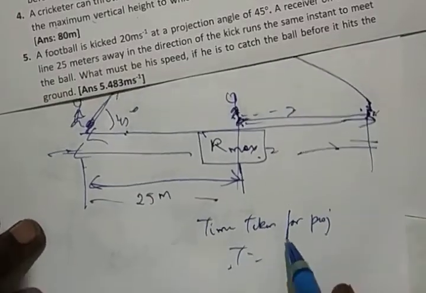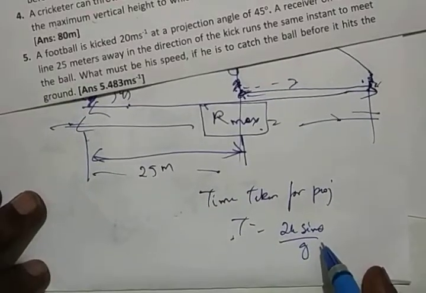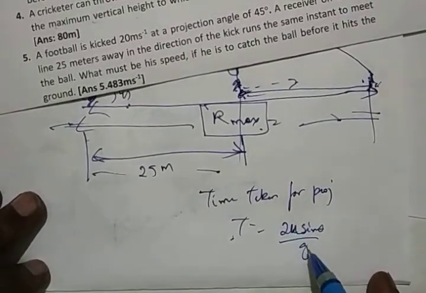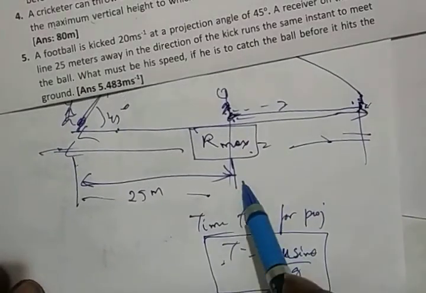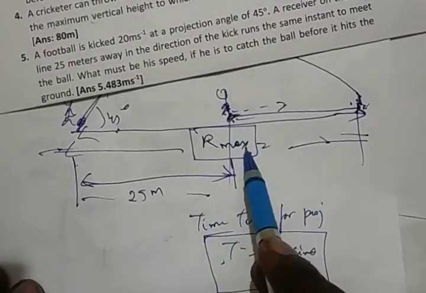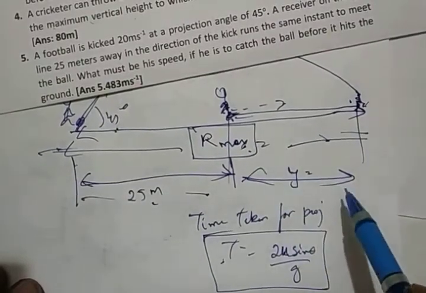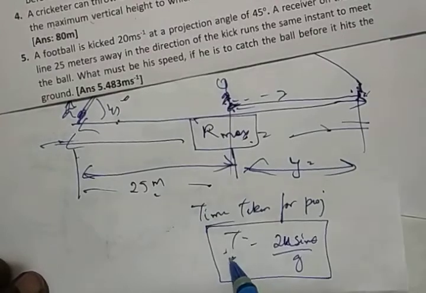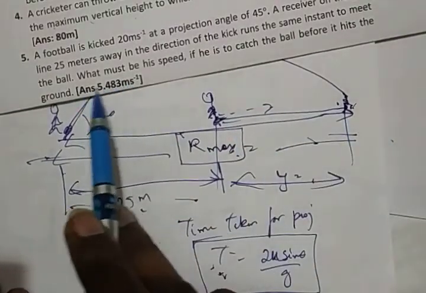The time is equal to 2u sine theta upon g. You should know it by heart. Please memorize all the formulas. Using this formula, you will get the time. The distance is R max minus this one, and you will get this distance here. Use the timing, and you will find the velocity at which he will run.